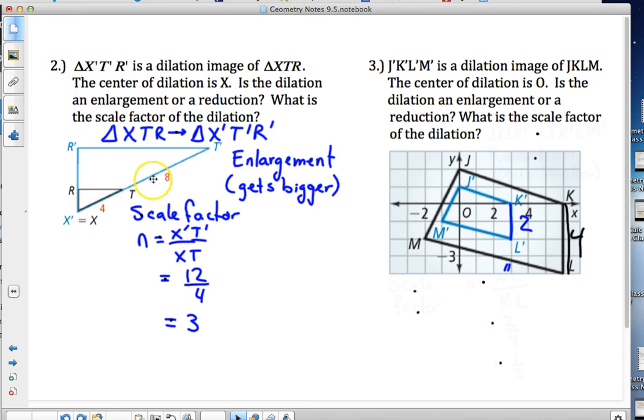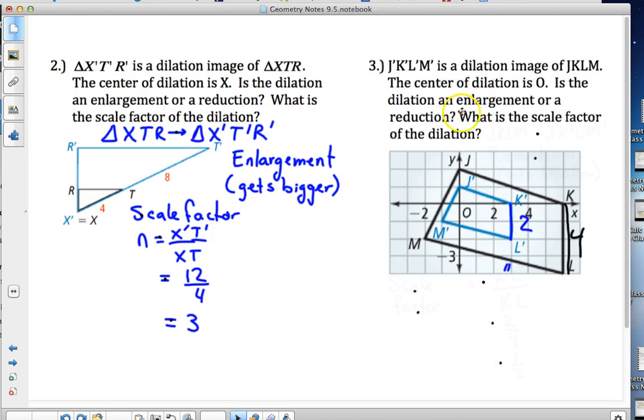Keep in mind it's not 8 to 4, and that's a real common mistake, and people will get it wrong, because the distances are measured from the center of dilation, which is here, x and x prime. They're the same point.